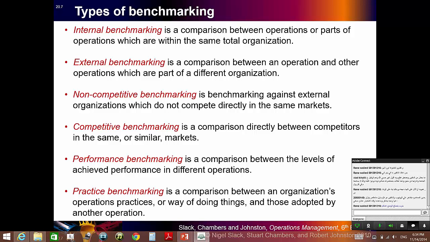Okay, finally, the practice benchmarking, which is the comparison between an organization's operations practices or way of doing things and those adopted by another operation. So here we are comparing the policies and procedures. We are comparing the practices of the organizations. We are not comparing the real operation, like in the performance benchmarking.